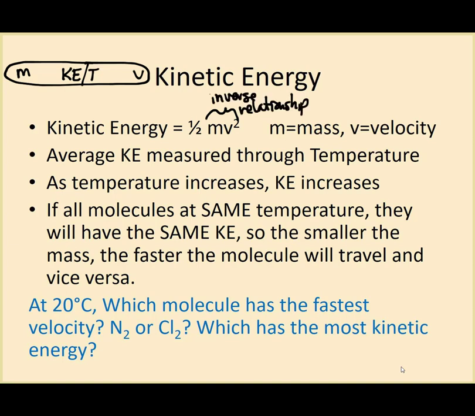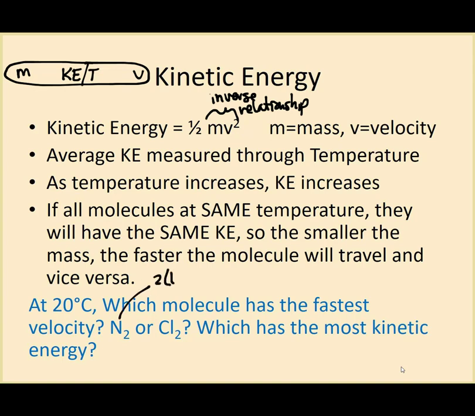One thing that you should know, that if all molecules in a sample are at the same temperature, they will all have the same kinetic energy. So the smaller the mass, the faster the molecule will travel in that sample. So let's look at this problem and use the popsicle stick to help us find it. So you could just look at the equation to see that inverse relationship, but sometimes it's nice to use the popsicle stick to see an example of what's going to happen. So looking at this problem, it says at 20 degrees Celsius, which molecule has the fastest velocity, nitrogen or chlorine? So because for kinetic energy, mass is important, I'm going to go ahead and find the mass.